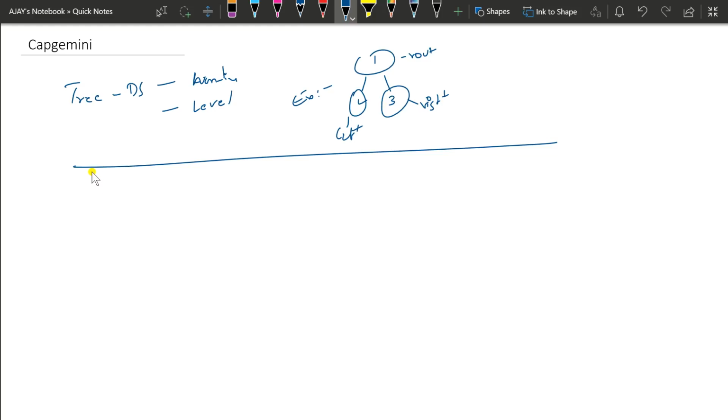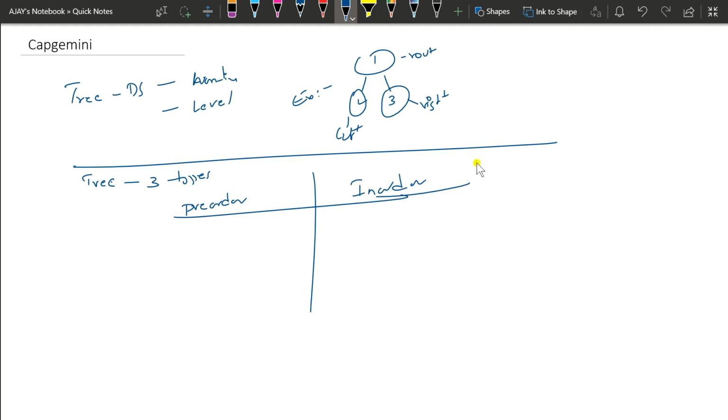As we know, every data structure has one way or another of traversing the data, and even a tree has different ways to traverse the data. Basically, it has three types of traversals which are majorly used. The first one is pre-order, the next one is in-order, and the last one is post-order.